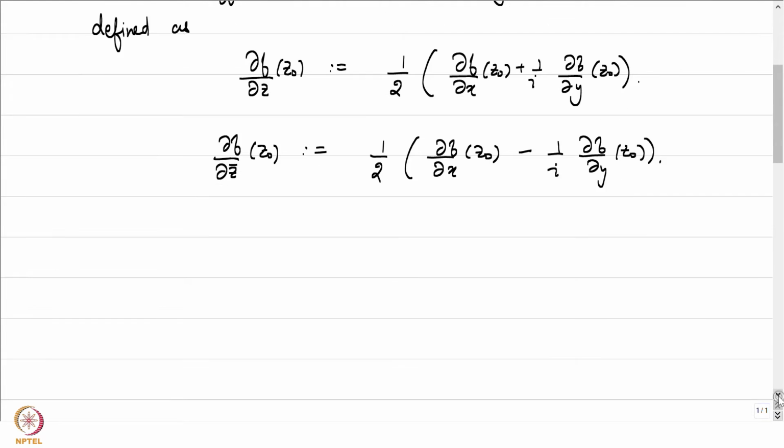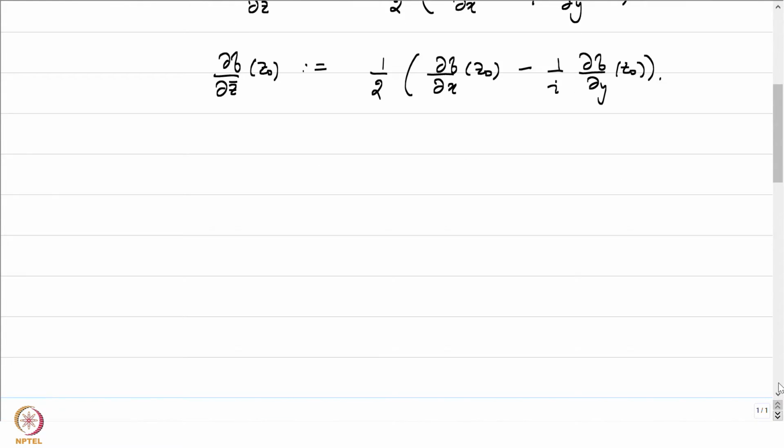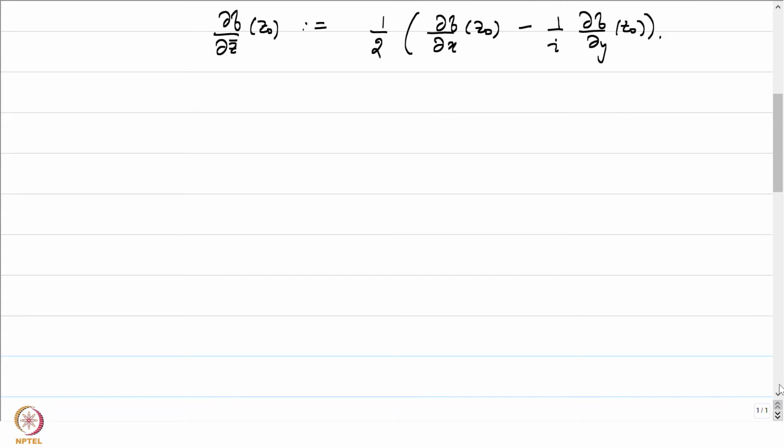And there was an exercise given to you which asked you to establish that the Cauchy-Riemann equation is equivalent to demanding that dou f by dou z bar is equal to 0. In this problem session, we begin by looking back at holomorphic polynomials, or what polynomials are holomorphic.